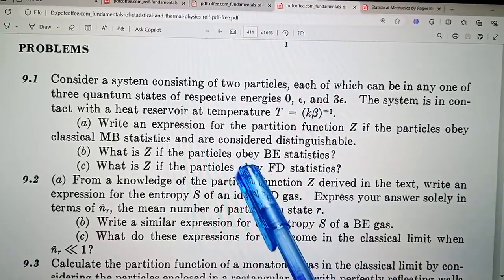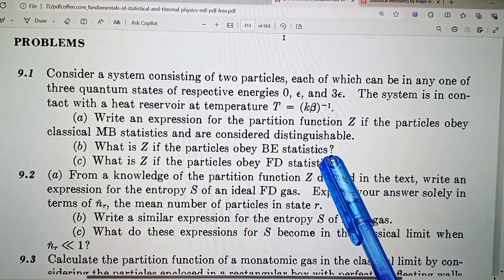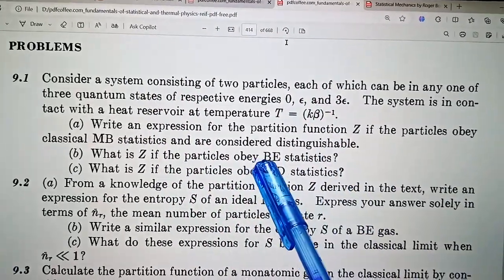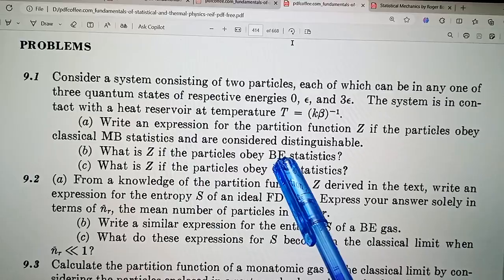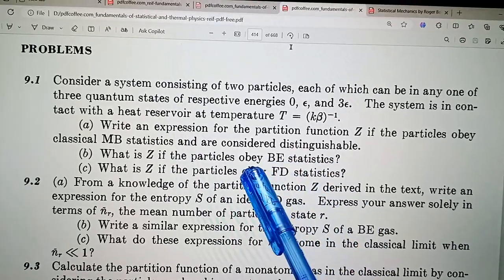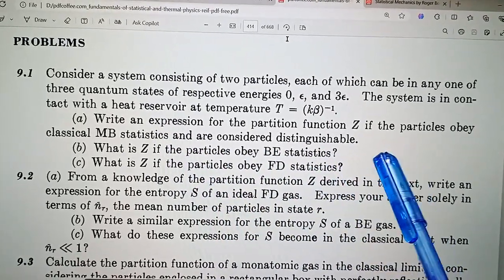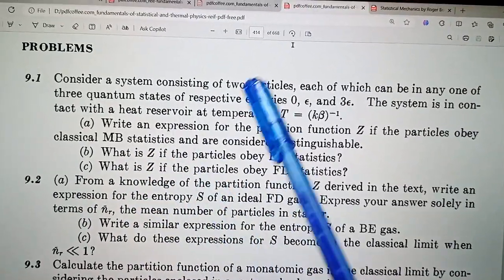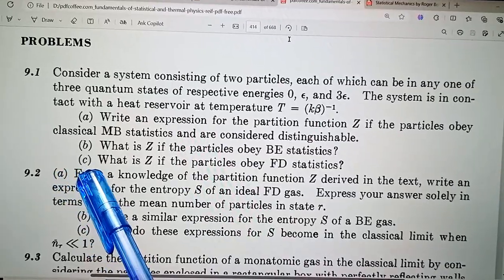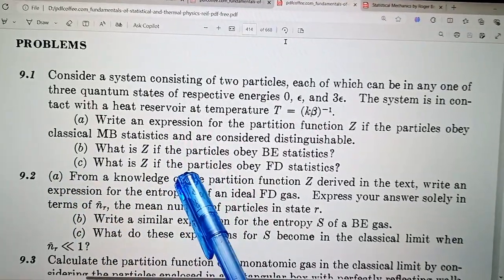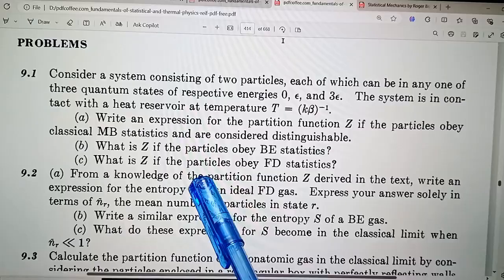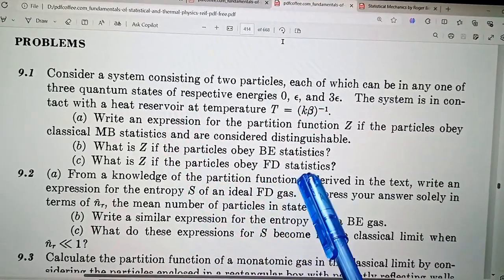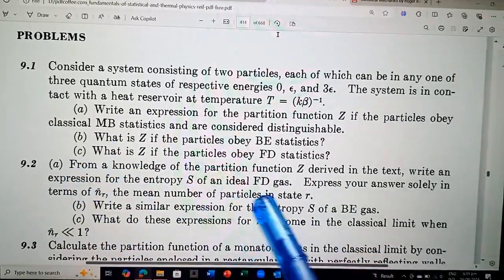Those particles are known as bosons, which obey Bose-Einstein statistics. They have used the symbols BE for Bose-Einstein statistics, and the particles which obey them are called bosons. And we have to calculate the partition function by assuming that those particles are bosons. And in part C, we have to again calculate the partition function by assuming that those particles are fermions, that they obey Fermi-Dirac statistics. So the problem is really simple.